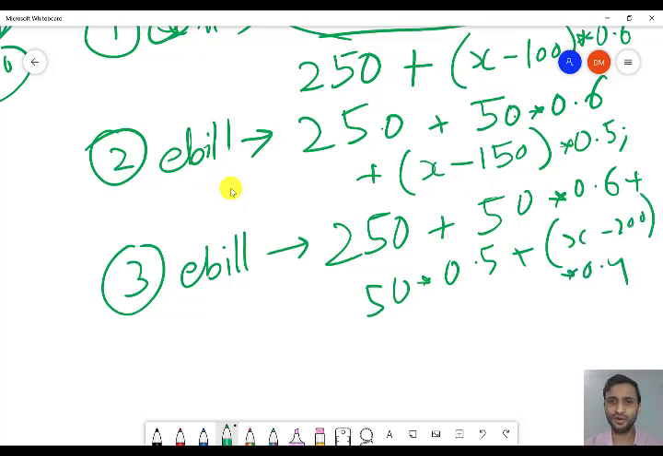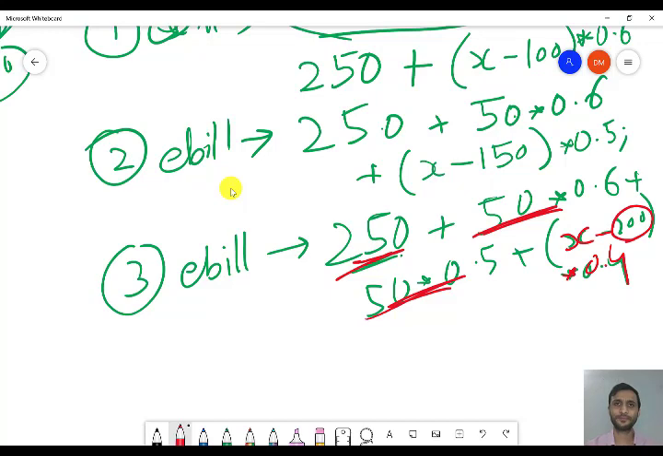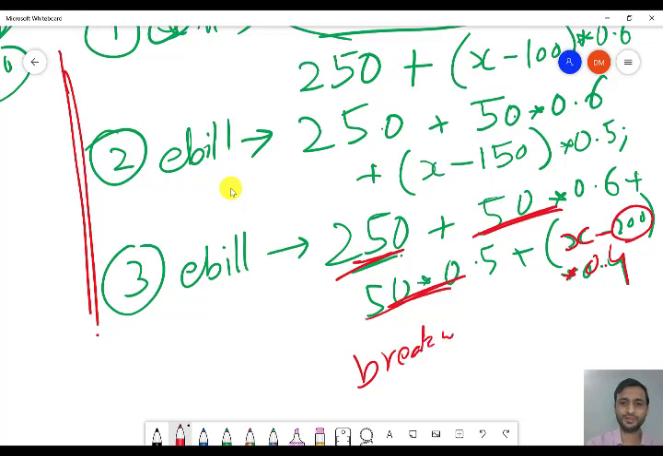given to 200, this one is 100, 50, 50, you have already given to 200. Whatever is more than 200, they will get 0.4. Understood? So these are the three formulas, and these formulas are called breakup formulas.